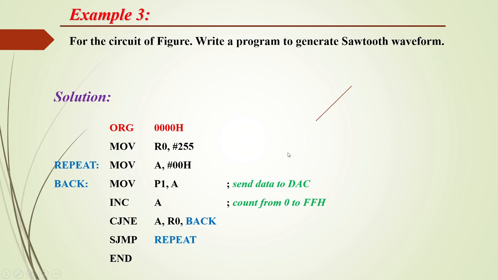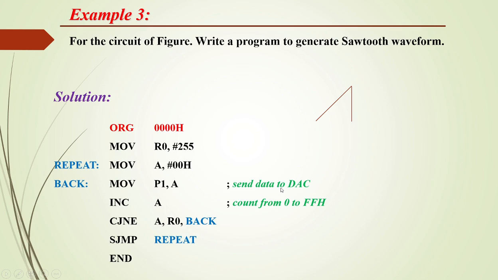So after reaching the value 255H, the controller will come out of this loop, and the next instruction is SJMP repeat. So it will jump to this location, repeat, where we make the content of the accumulator 0, and this value is given to port 1, that is, sent to the DAC.